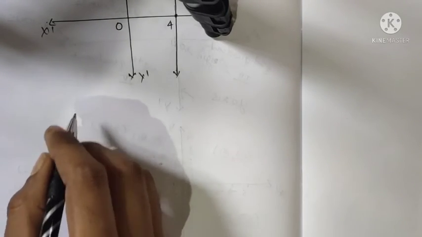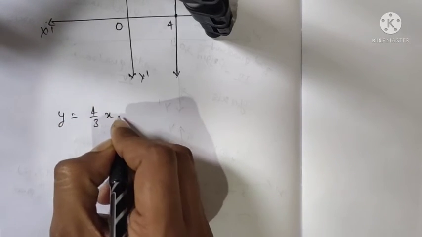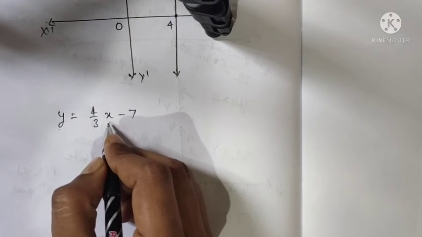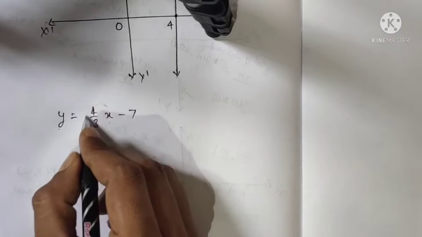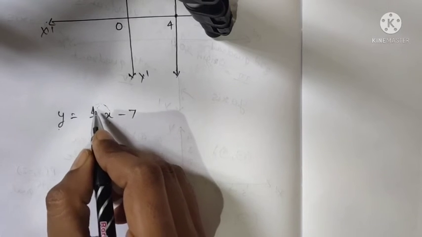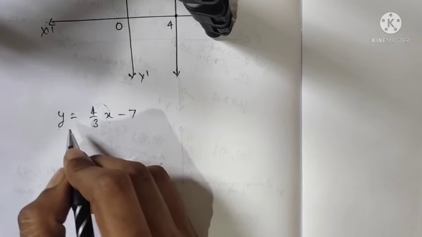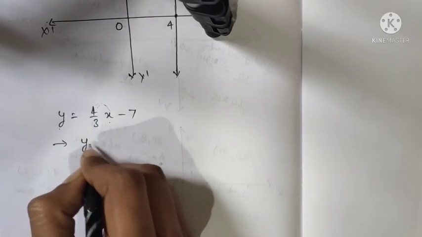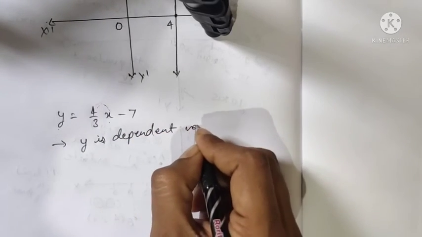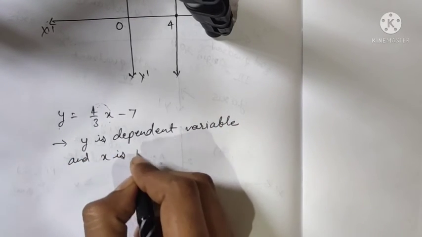Simple. Now look at equations such as y = (4/3)x - 7. Here the value of y depends on x, because if we put x equal to 0, then this term will be 0 and the value of y becomes -7. If we put x equal to 1, then this term will be 4/3 into 1, which becomes 4/3, and then minus 7. Means in this case y is the dependent variable, and x is the independent variable.